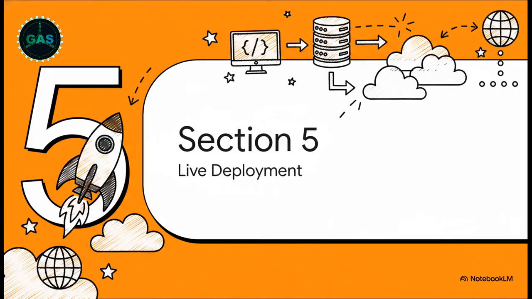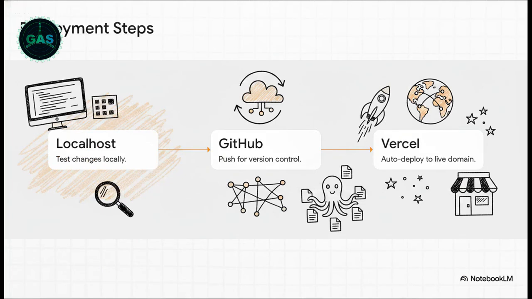Finally, we reach Section 5, deploying your live website. This is the ultimate logistical phase, guys. We're taking that finished, polished code on your local machine and pushing it out to the public cloud. Here is the exact deployment pipeline we use.